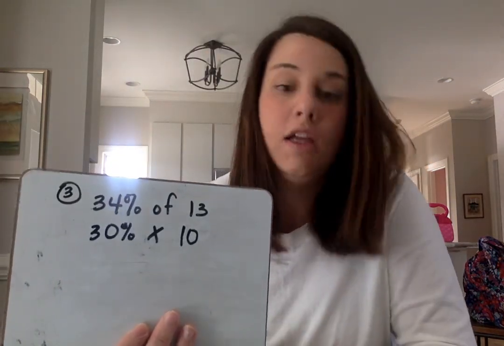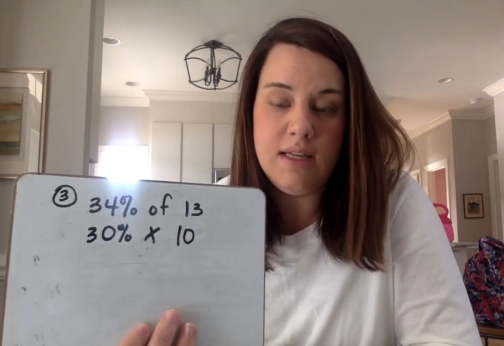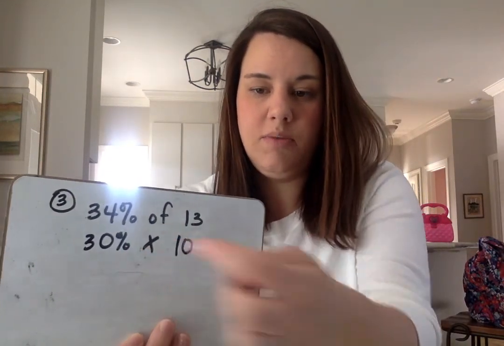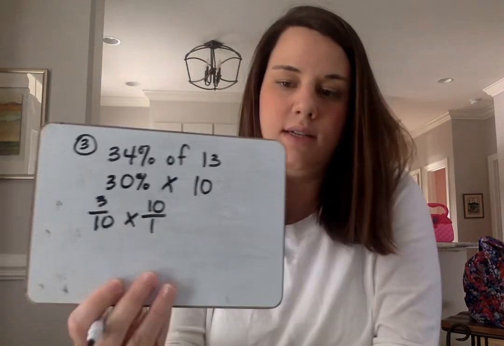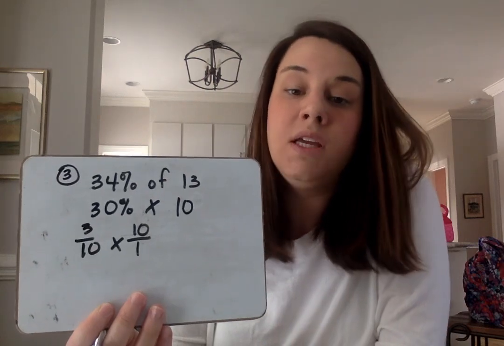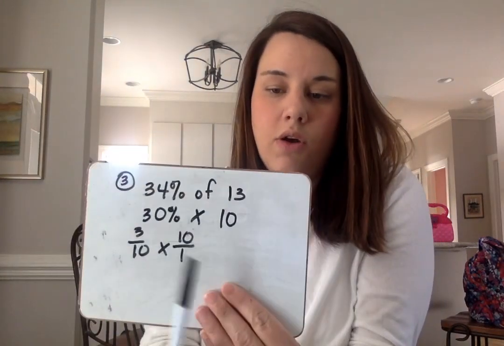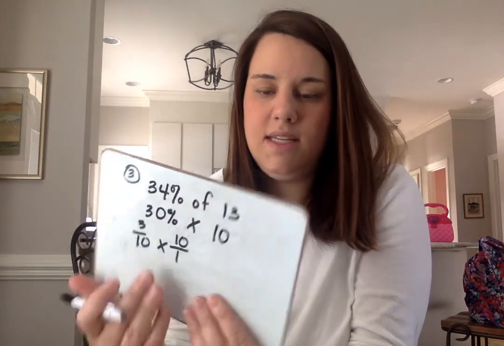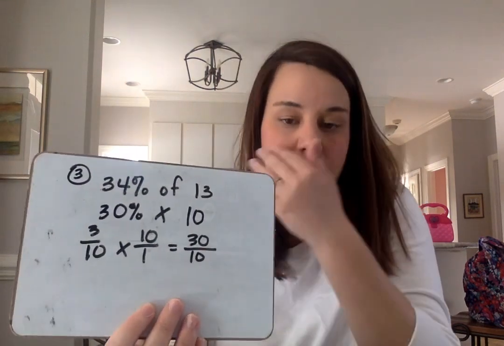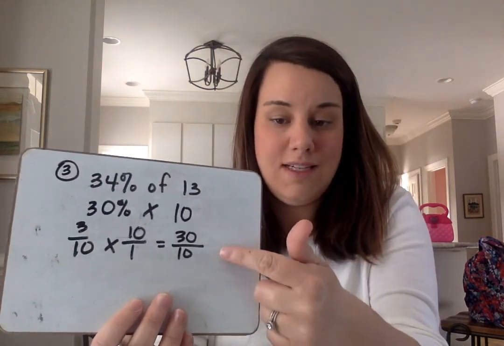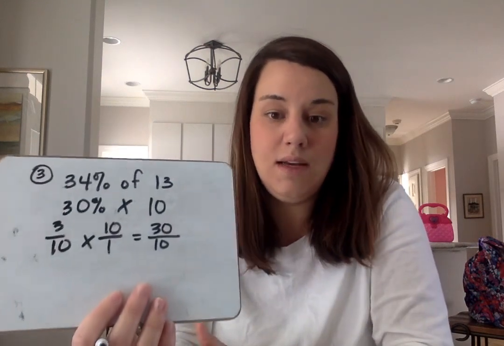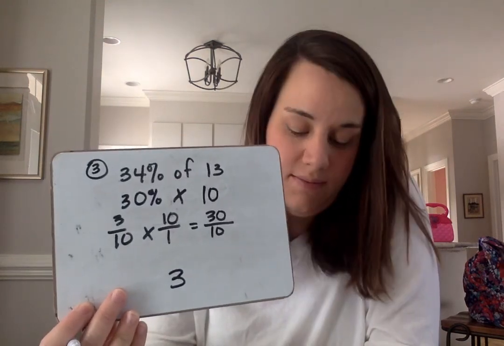30% of 10. You might already be seeing that in your head and know what it is. But let's walk through the steps. We're going to change this 30% to a fraction. 30 over 100 simplifies to 3/10 times the whole number 10. And we put that whole number 10 over 1. Okay? So now it's just a matter of multiplying across. Let's go across the numerators and across the denominators. 3 times 10 is 30. 10 times 1 is 10. So now we're left with the fraction 30 over 10, or 30 divided by 10, and 30 divided by 10 equals 3. So 34% of 13 is about 3, okay?